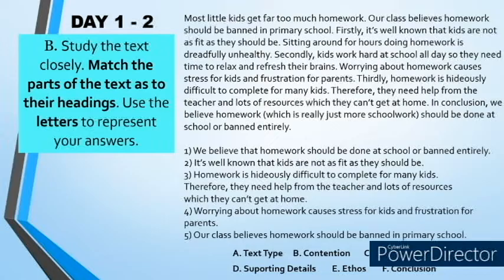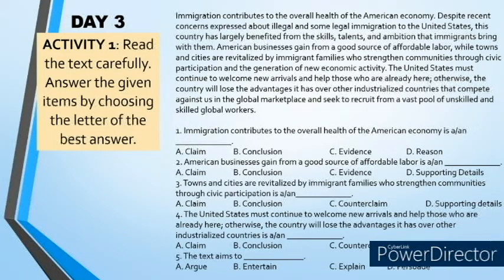Same option. Number 4. Worrying about homework causes stress for kids and frustration for parents. Same options. And number 5, our class believes homework should be banned in primary school. The same options. For your next activity, read the text carefully. Answer the given items by choosing the letter of the best answer. Let's start. Immigration contributes to the overall health of the American economy.